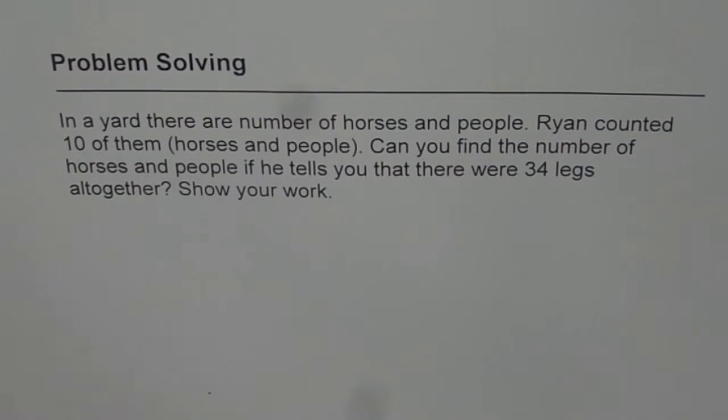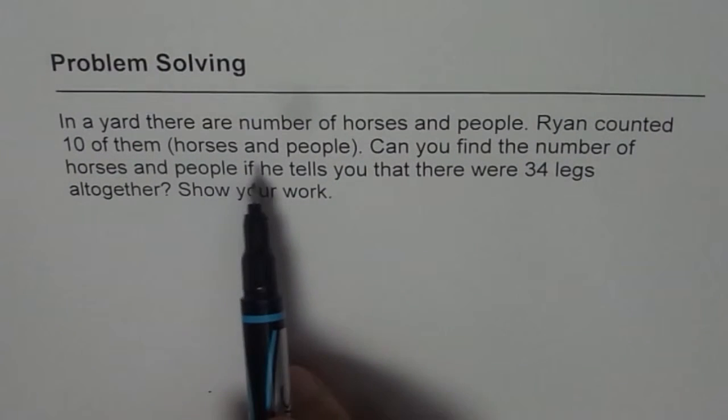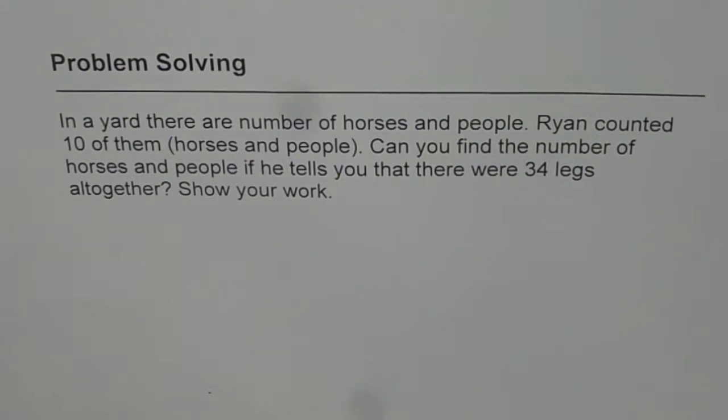The question here is, in a yard, there are a number of horses and people. Ryan counted 10 of them, meaning 10 horses and people. Can you find the number of horses and people if he tells you that there were 34 legs altogether? Show your work. That's interesting. So think about it, pause the video and answer the question.